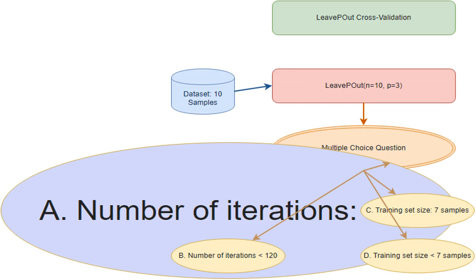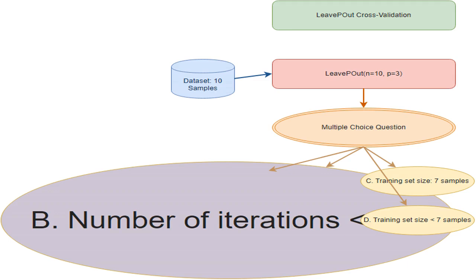The calculations show there are exactly 120 different ways to select the testing sets of 3 data points from the 10 we have. Since I start with 10 samples, after leaving 3 out, 7 samples remain for training in each iteration.